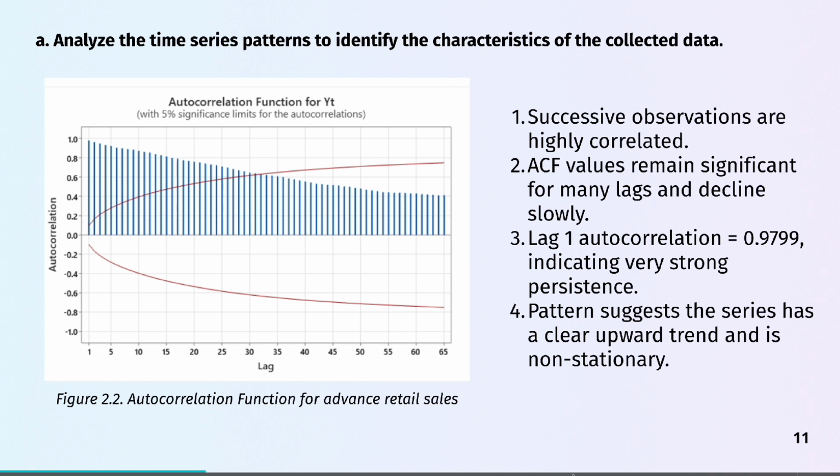So here is the autocorrelation function for YT. You can see the successive observations are highly correlated, and the ACF value remains significant for many lags and declines slowly. And the lag-1 autocorrelation is very close to 1, indicating very strong persistence. So it suggests that the series has a clear upward trend and is non-stationary data.